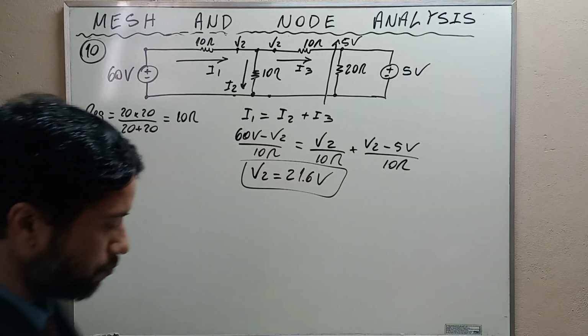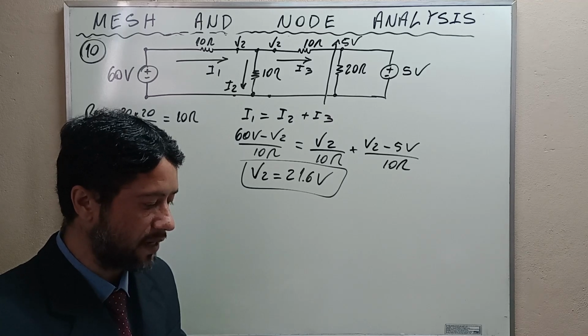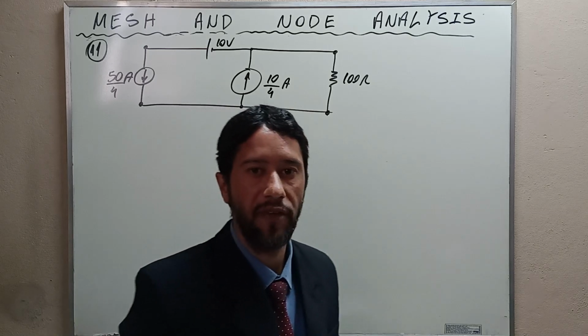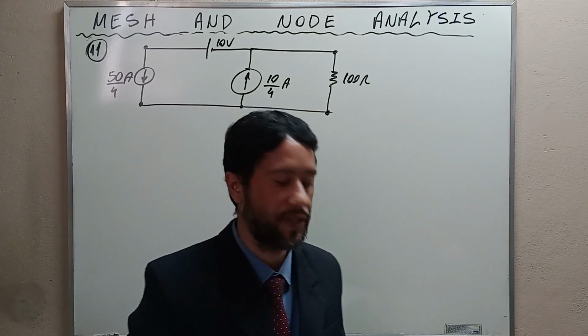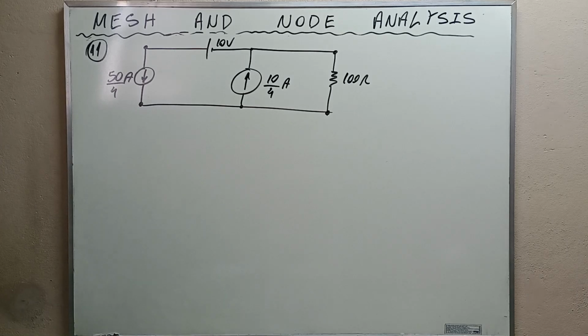Alright, my friends, let's go to the last exercise. Let's go to exercise 11. Find the current through the 100 ohms resistance in the circuit. Okay, my friends, this is the exercise.